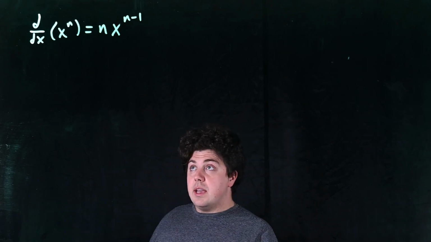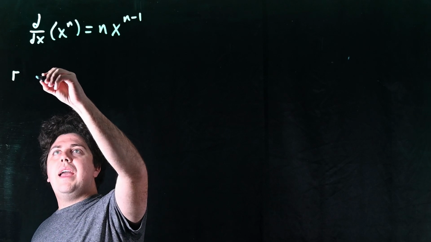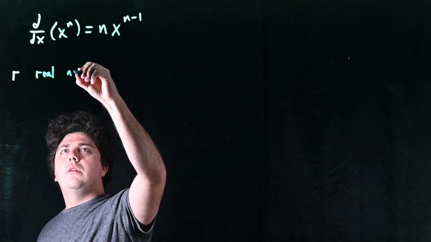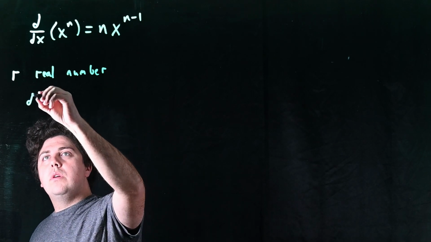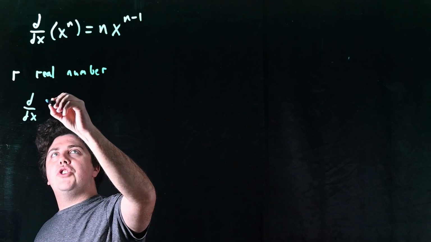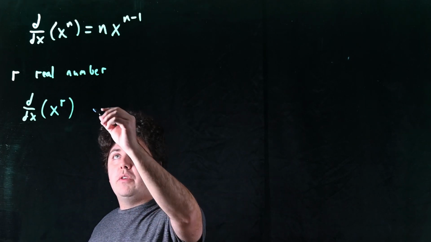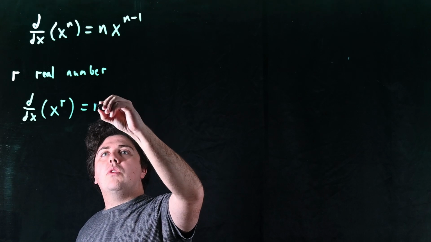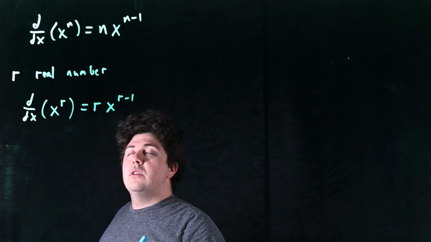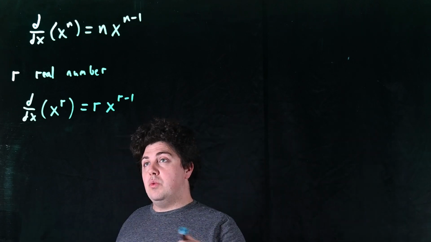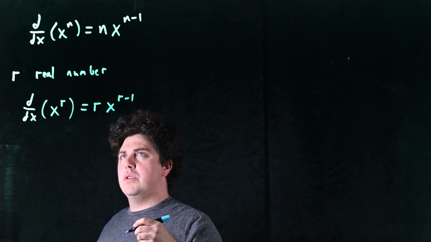So what is exciting is that it turns out that if you have r, any real number, it's in fact true that you can define a function x to the power r, and it's a differentiable function, and we're going to get that this derivative is actually equal to the most naive guess that you could come up with, just that it's the same as for natural numbers.